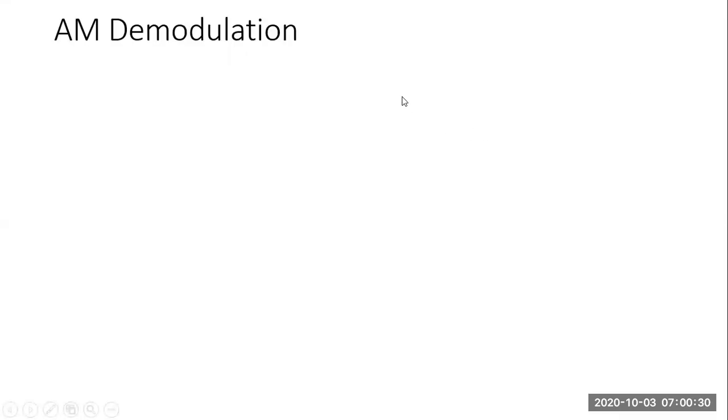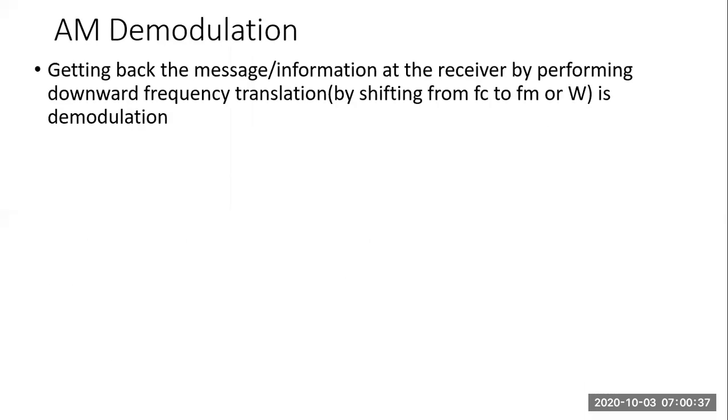Good morning. Let us talk about AM demodulation techniques for standard AM. So, what is demodulation? Getting back the message or information signal at the receiver by performing downward frequency translation, or by shifting from the carrier frequency FC to the message frequency FM if it is a single tone, or W if it is a band limited message signal.